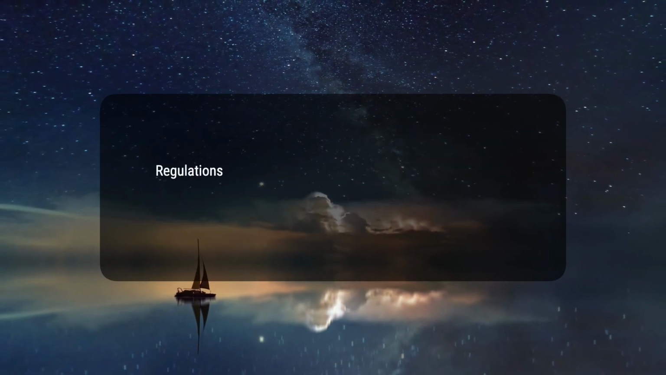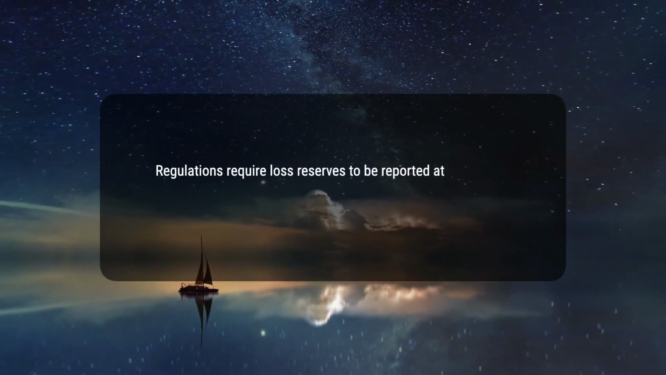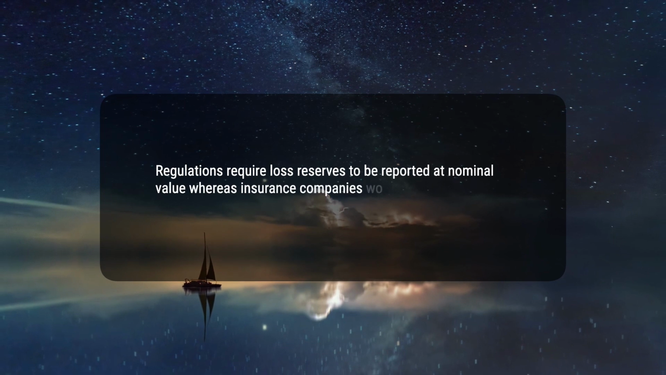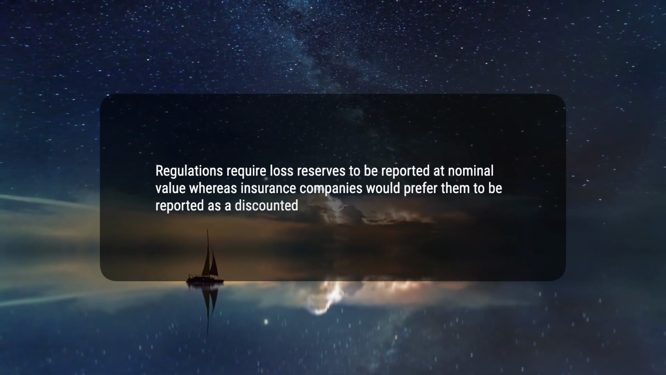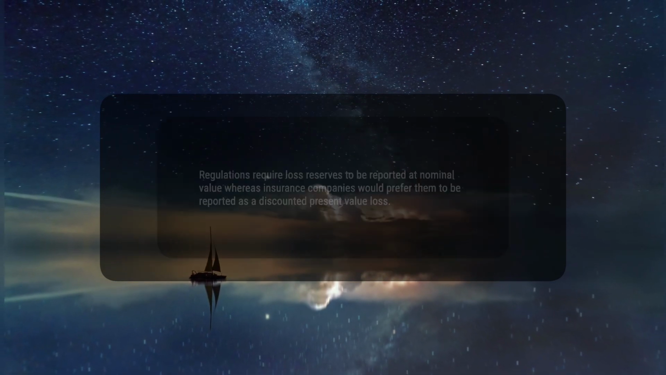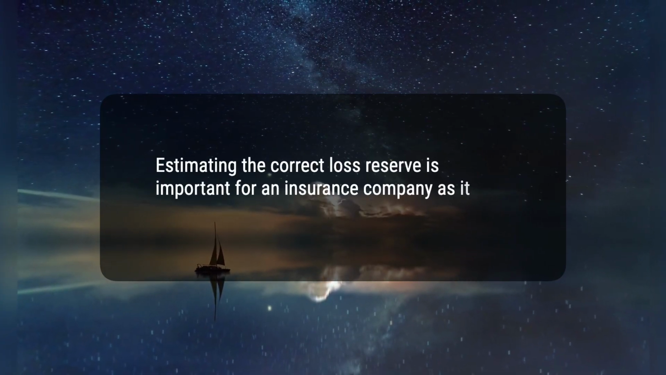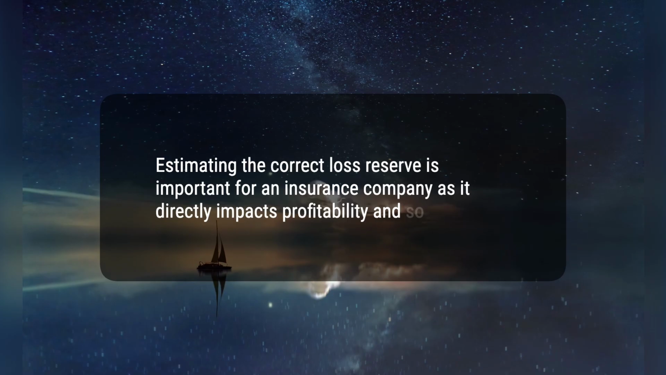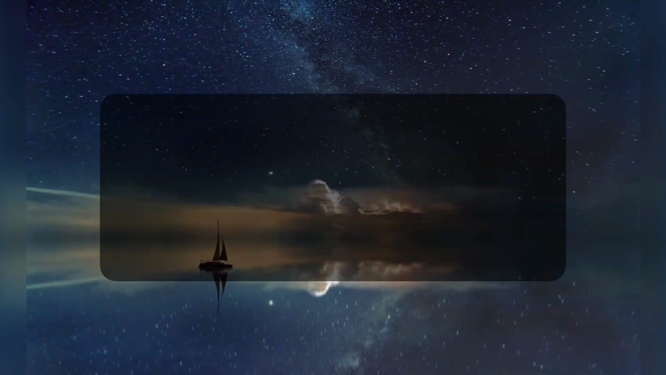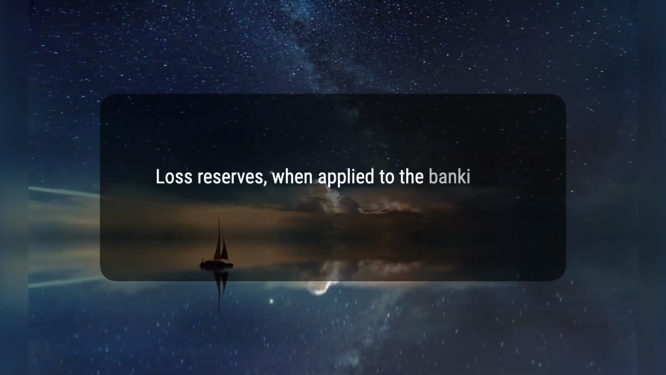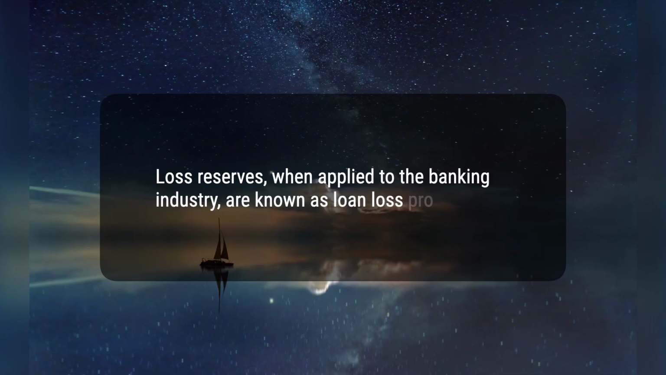3. Regulations require loss reserves to be reported at nominal value, whereas insurance companies would prefer them to be reported as a discounted present value loss. 4. Estimating the correct loss reserve is important for an insurance company as it directly impacts profitability and solvency. 5. Loss reserves, when applied to the banking industry, are known as loan loss provisions.